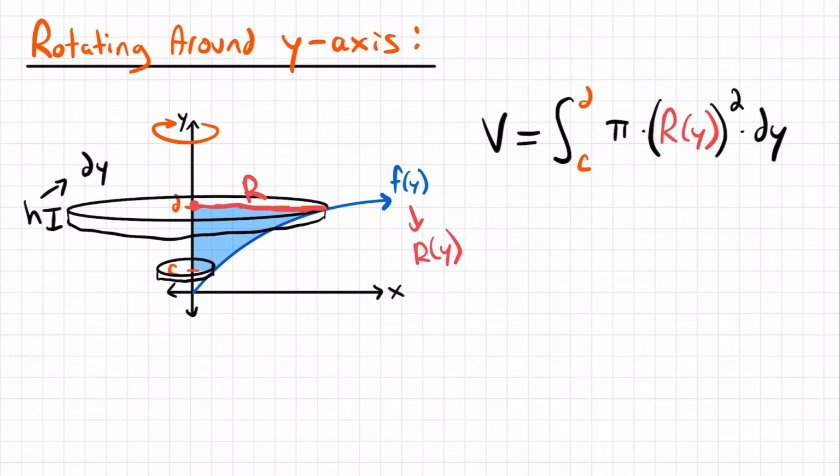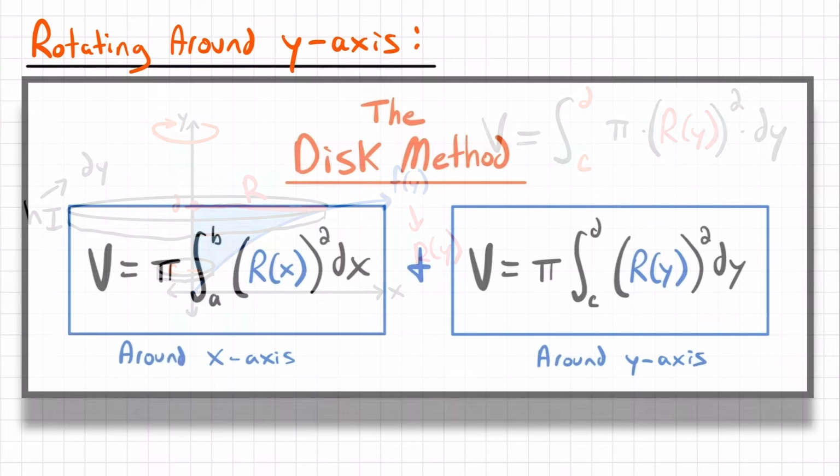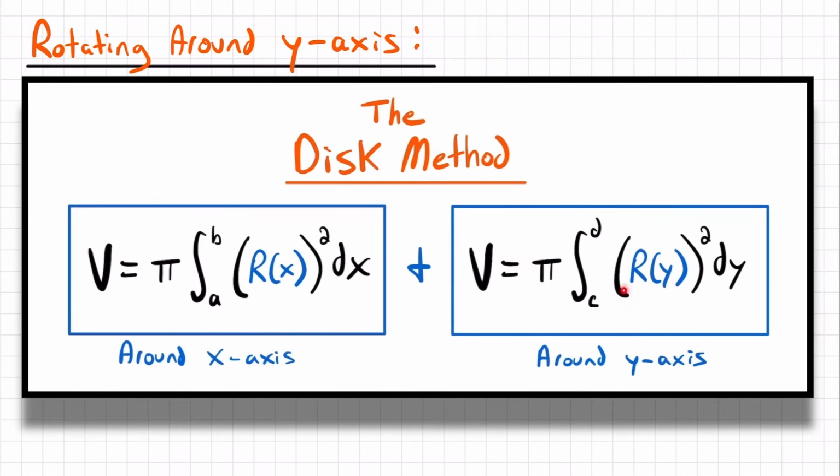The difference between the two formulas is that your bounds of integration will be values of y instead of values of x, and your radius function will be in terms of y instead of in terms of x, and we will be integrating with respect to y instead of with respect to x. Okay, and so in summary, here are the two formulas you need to know for the disk method. If you're going to calculate the volume of a solid of revolution that is being revolved around the x-axis, then you want to use this formula where the volume is equal to pi times the definite integral from a to b of the radius function in terms of x squared times dx.